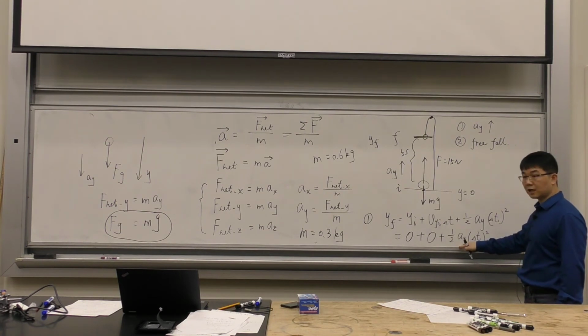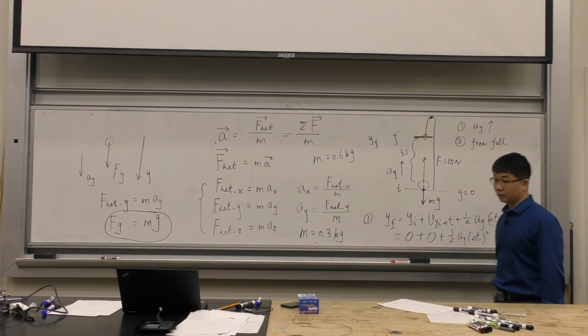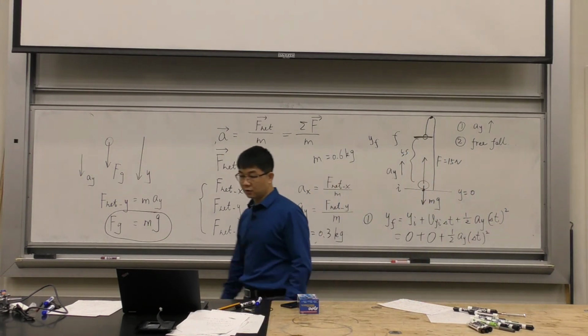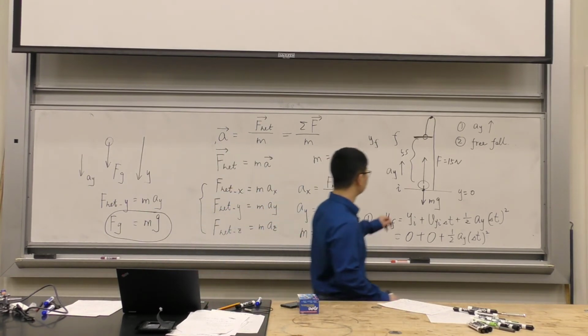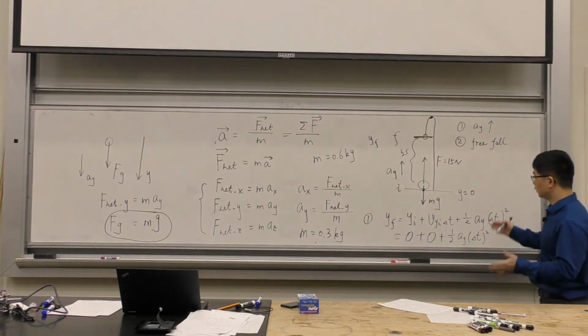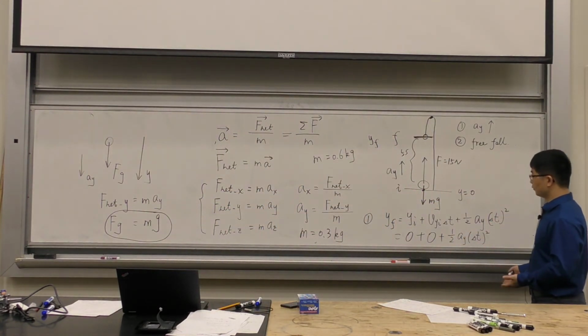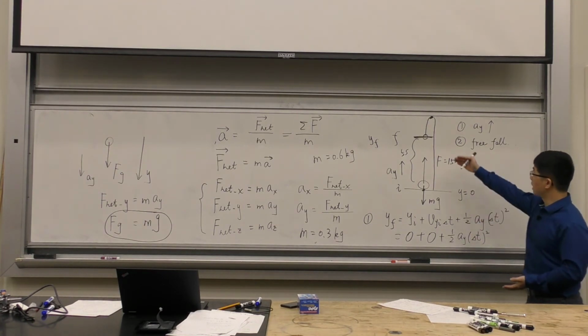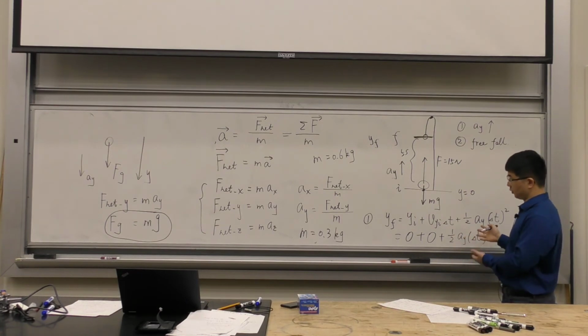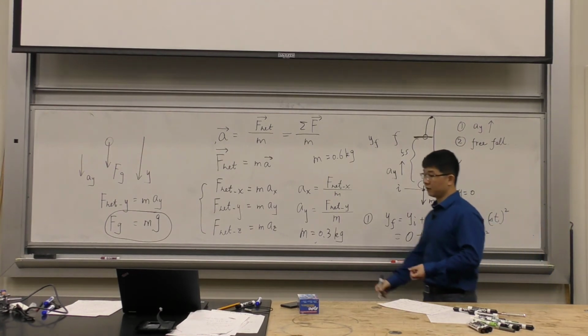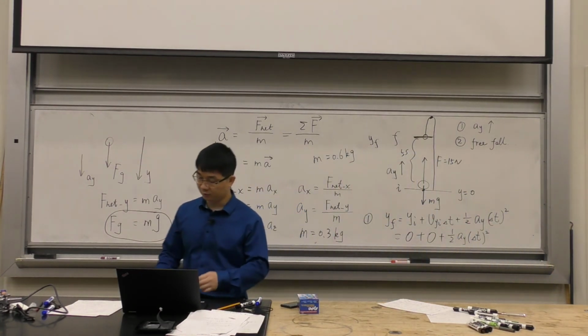What is the time? Do I have the time? Oh yeah, in the first process it says the rocket motor burns for 5 seconds. So that's the time for the first process. Okay, I do have all the numbers I need to find out the maximum height in the first process. Now you can pause the video, but finish the algebra and then find the maximum height in the first part, okay?